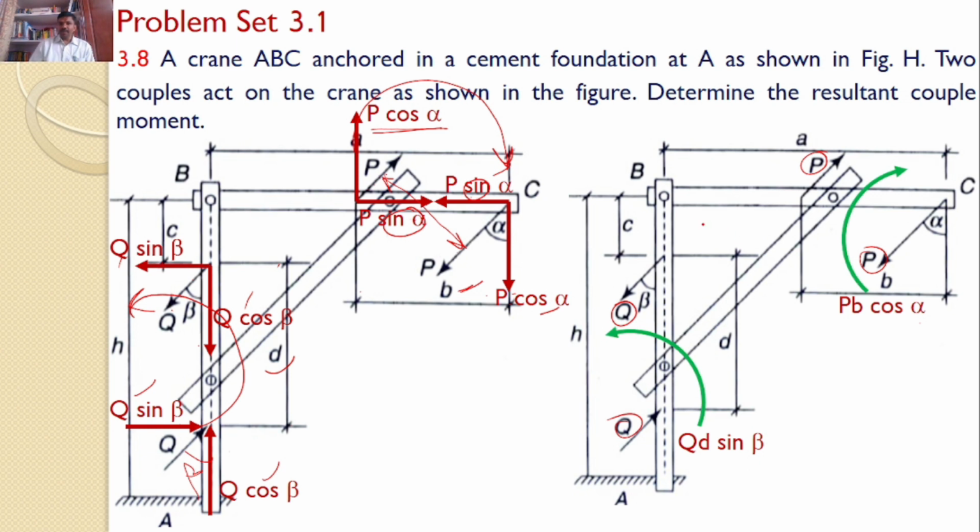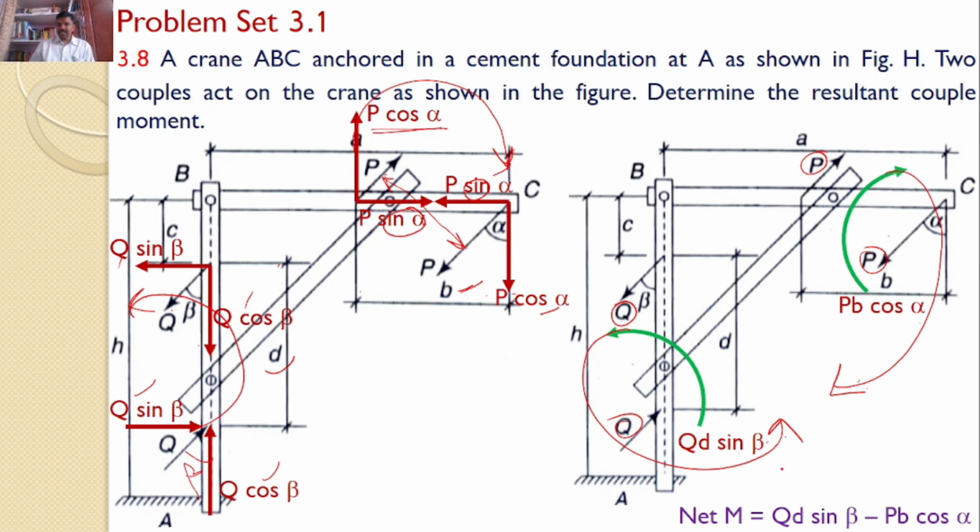Now, if you take moments about any point, maybe A, B, any point for that matter, there are only two moments. This moment is acting in this direction, and this moment is acting in the opposite direction. Hence, the net moment is equal to QD sin beta minus PB cos alpha.